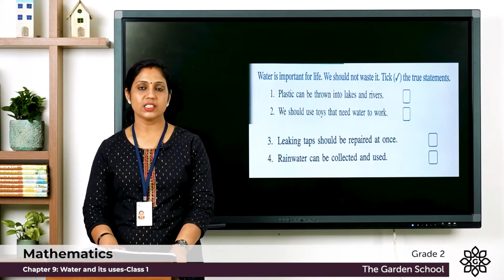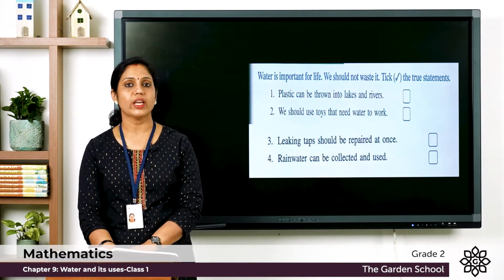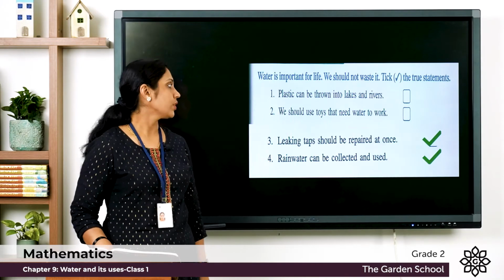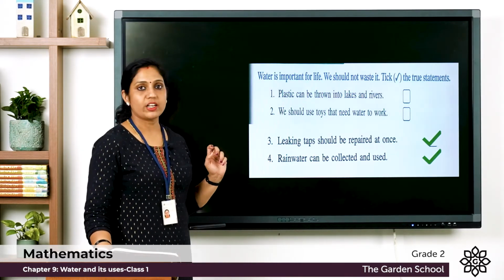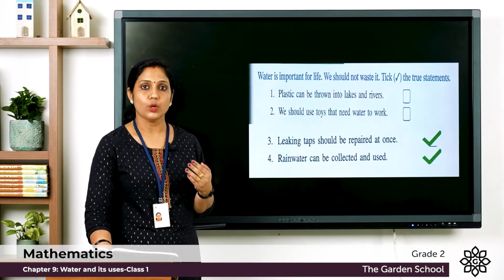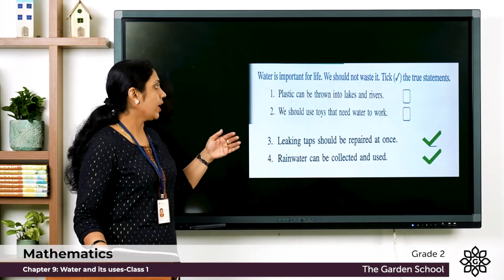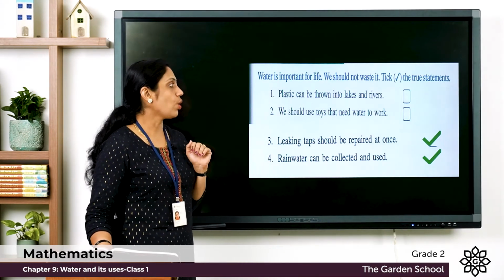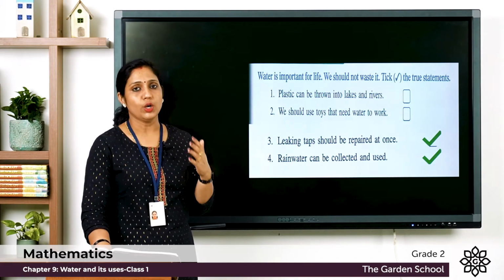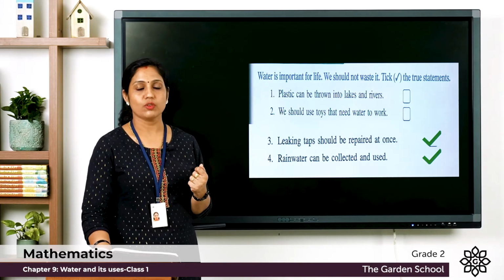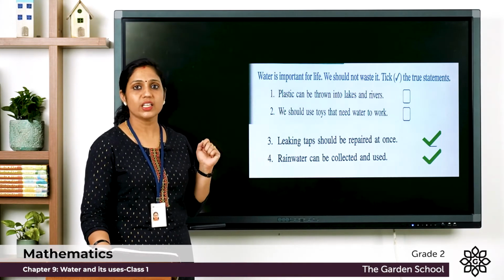So look at the sentences. Which statement is true? We have to tick those statements. The first sentence, plastic can be thrown into lakes and rivers. So should we throw plastics? No, that statement is not correct. And in the second, we should use toys that need water to work. So should we use toys that need water to work? No, we have different uses for water. So we should not use toys that need water to work.